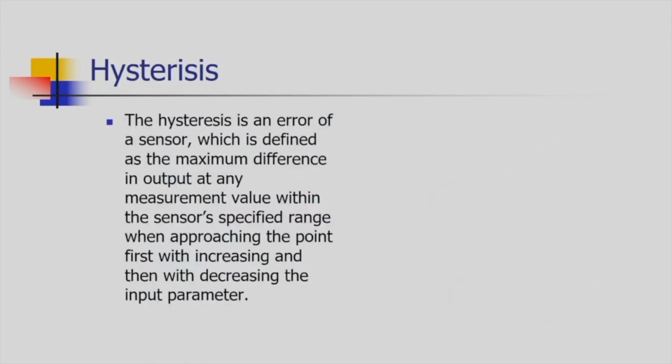The next performance related term is hysteresis. Hysteresis is an error of a sensor which is defined as the maximum difference in output at any measured value within the sensor's specified range, when approaching the point first with increasing and then with decreasing input parameter. So, what is the definition here?